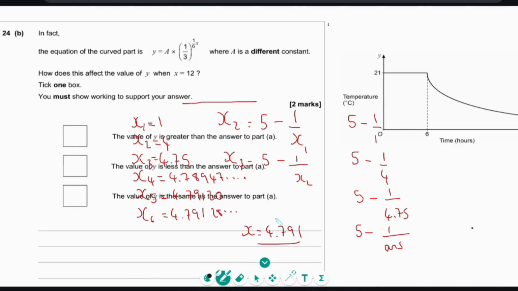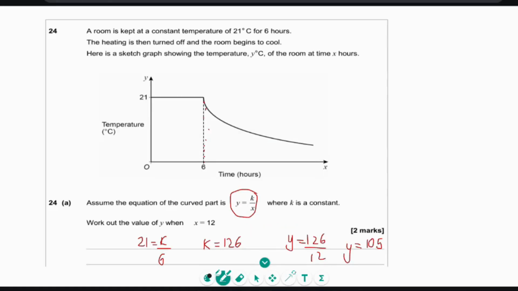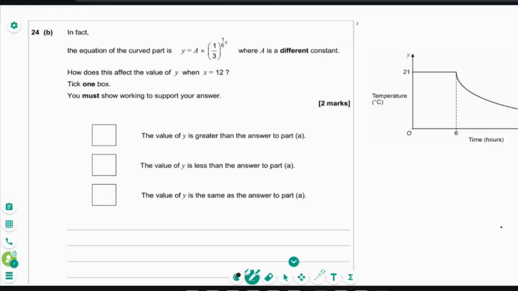In fact, the equation of the curve part is y equals a times a third to the power of x over 6. But a is a different constant. How does this affect the value of y when x is 12? Tick one box. Okay, so let's see if we can work out the value of a first. Because again, we know when x is 6, y is 21.